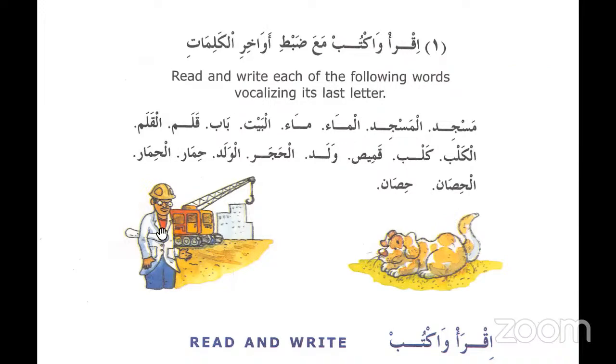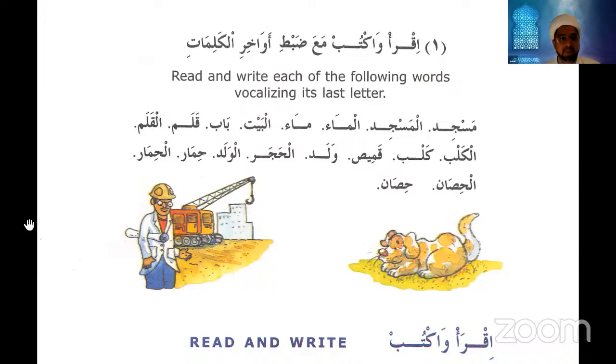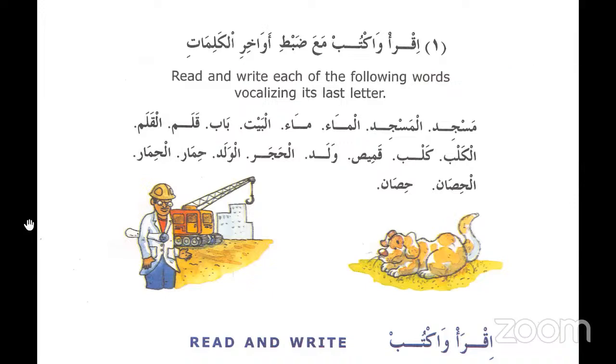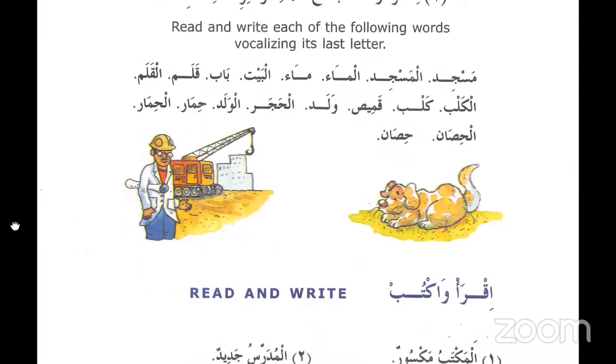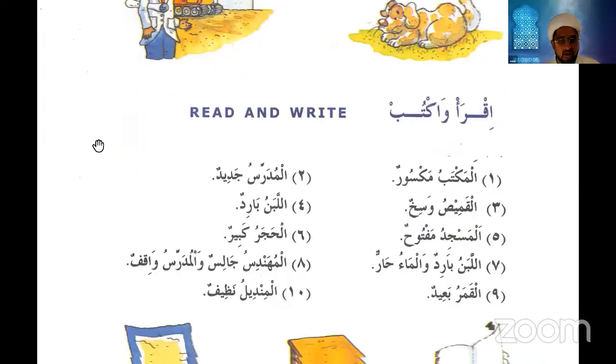Al-Kalbu, the dog. Kalbun, a dog. Qamisun, a shirt. Waladun, a boy. Al-Hajaru, the rock. Al-Waladu, the boy. Himarun, a donkey. Al-Himaru, the donkey. Al-Hisanu, the horse. Hisanun, a horse. Excellent. Jazakallah. Thank you for that.